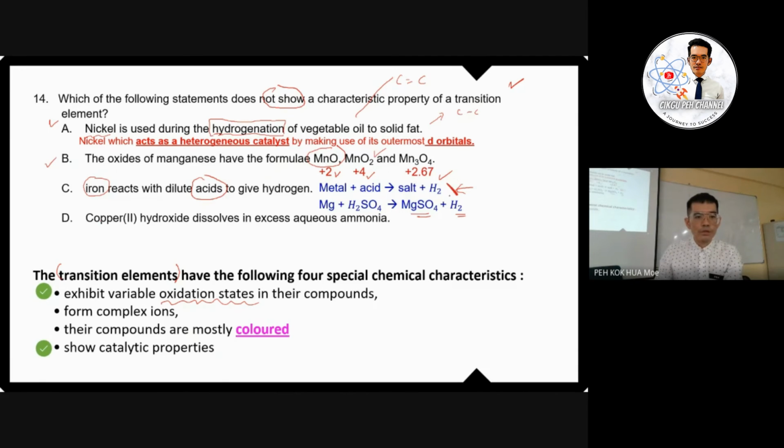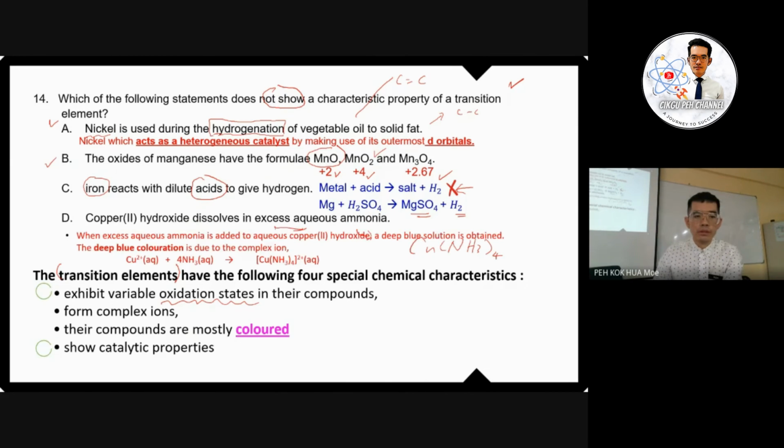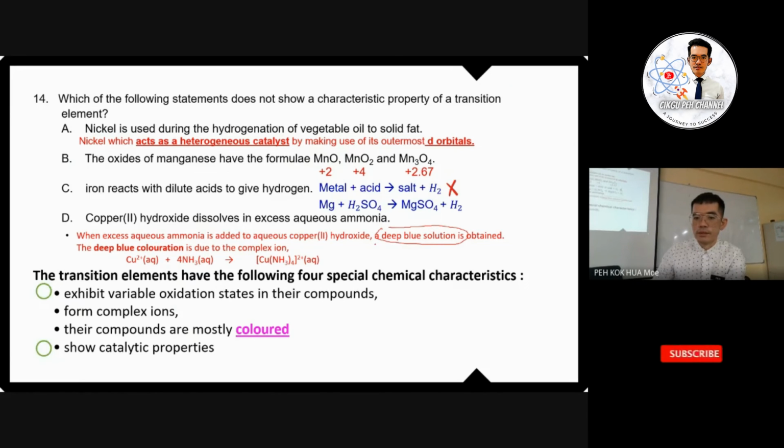And then for D, copper(II) hydroxide dissolved in excess aqueous ammonia. This one we already discussed at the previous question. Here is the reaction: when excess aqueous ammonia is added to aqueous copper(II) hydroxide, a deep blue solution will form. This is a complex ion, which is this, the tetraamminecopper(II) ion. So that means D also shows the transition element properties.